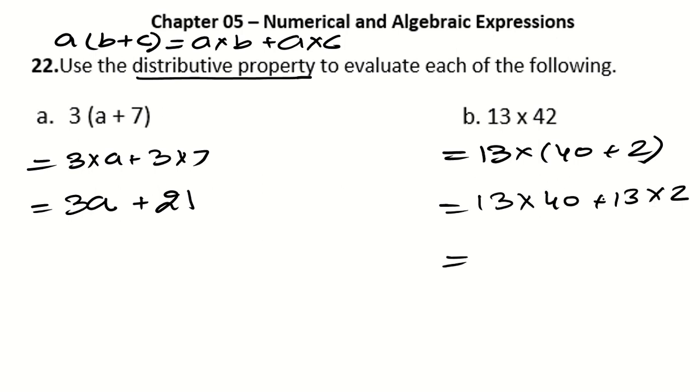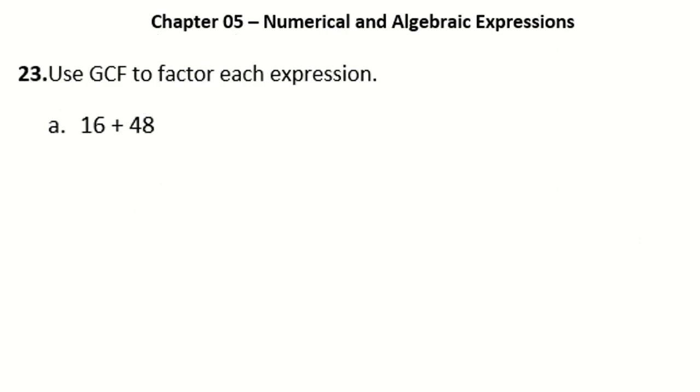So 13 multiply 40 is 520, and then 13 multiply 2 is 26. So this is 520 plus 26, 546. Okay. Now next is use GCF to factor each expression.